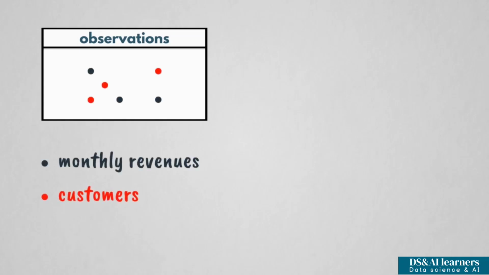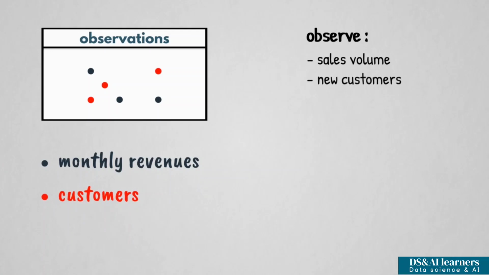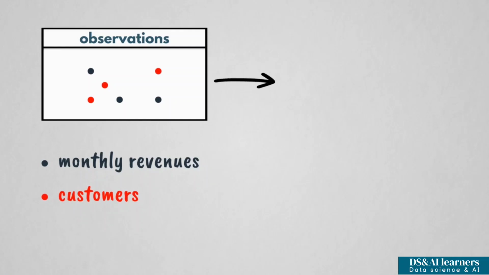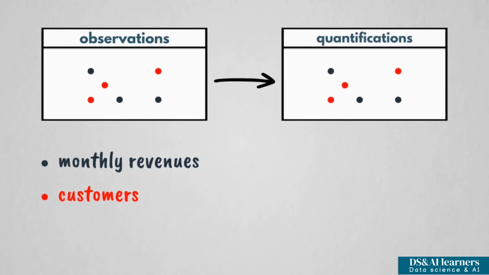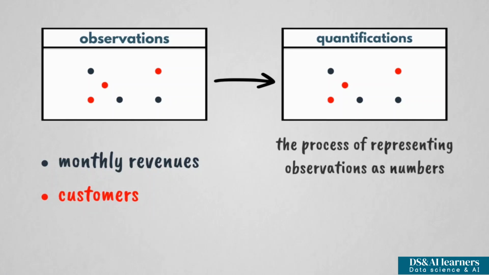Okay, so how do we measure business performance? We start by collecting observations. For instance, you can observe variables such as sales volume or new customers who have enrolled in your website. Each monthly revenue, or each customer, is considered a single observation. This is all great. However, no mathematical manipulations can be applied to these observations. What we must do is quantify that information. Quantification is the process of representing observations as numbers.